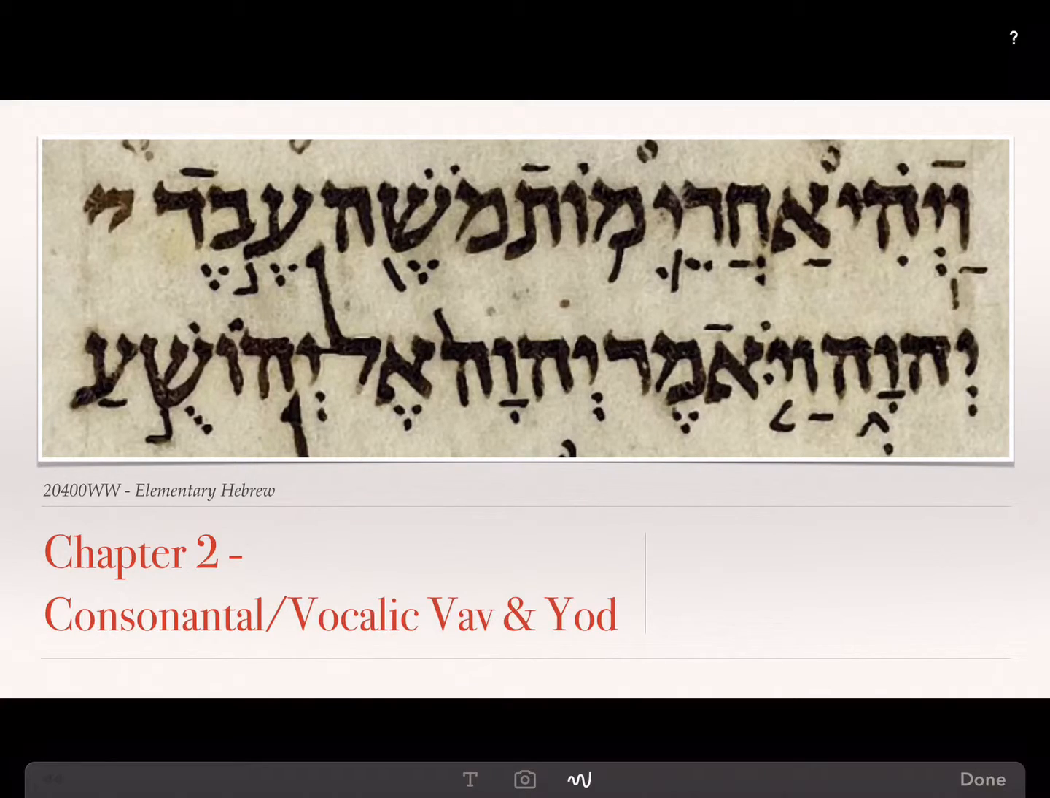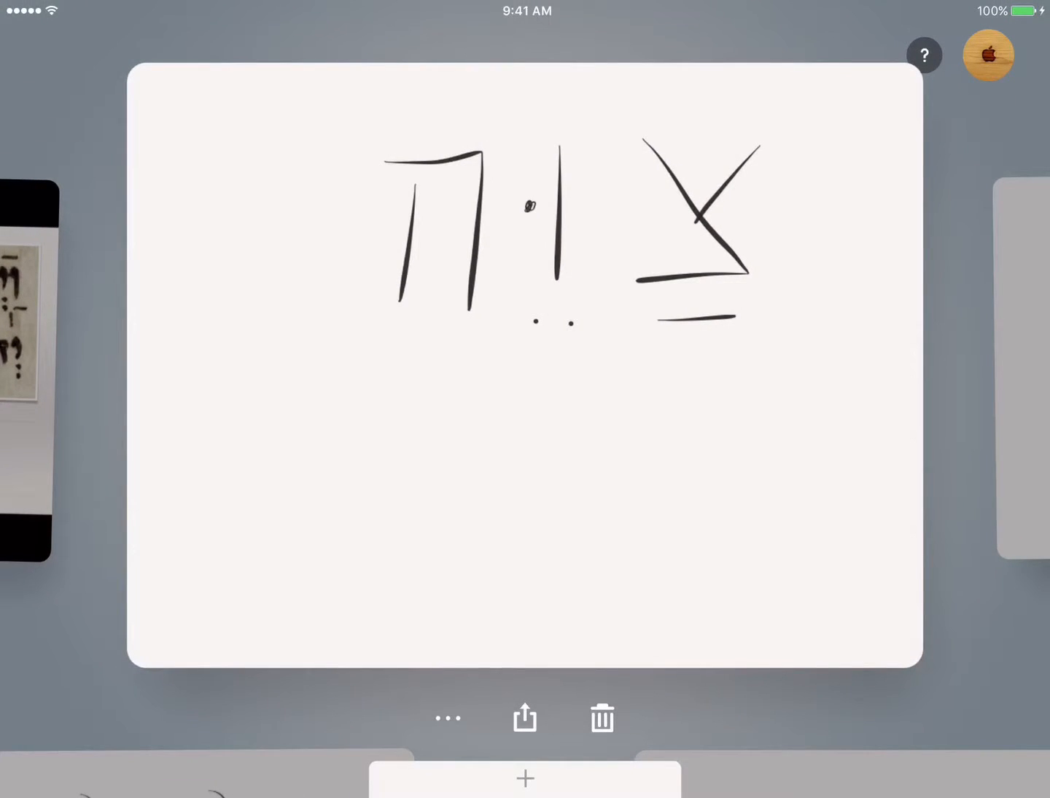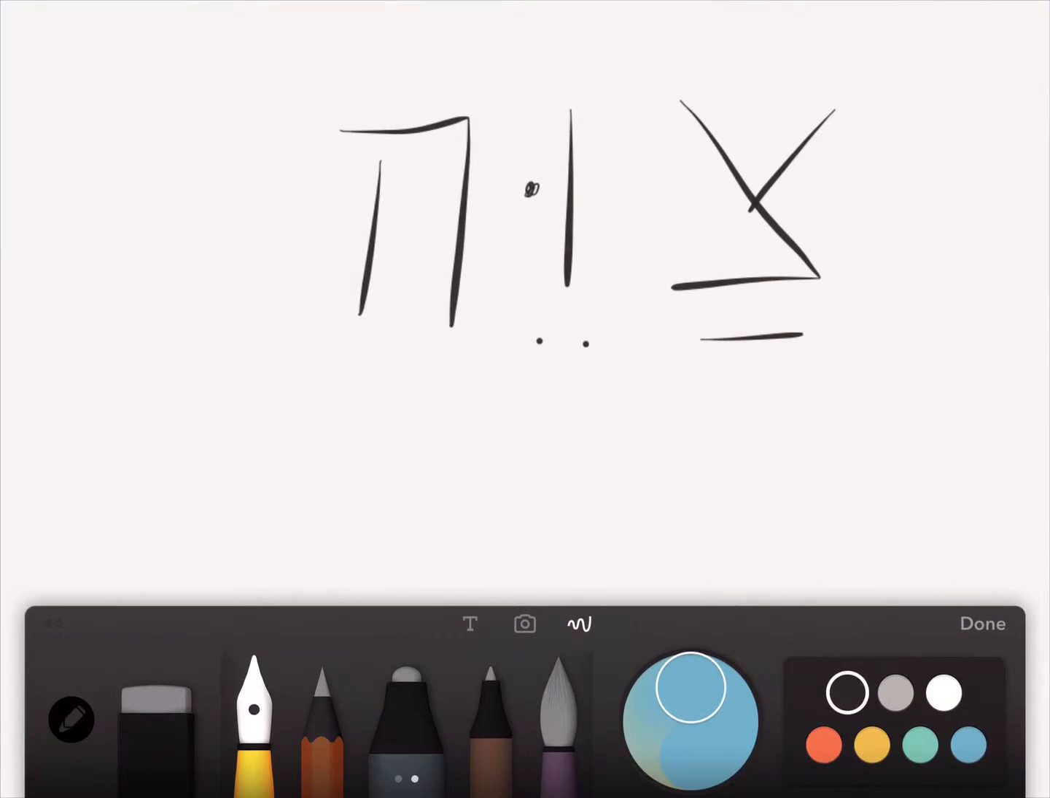We're going to look now at a couple of examples of a consonantal and vocalic vav and yod. So you saw in Chapter 2 that the vav and the yod may act as both a consonant or a vowel. So let's look at a couple of examples here of how we can determine the difference.